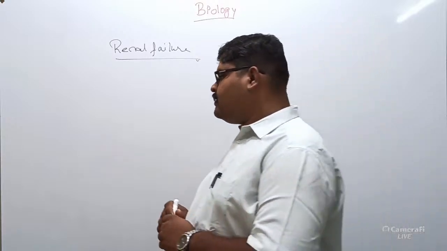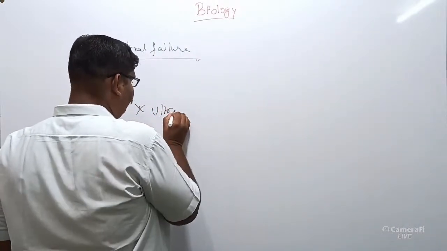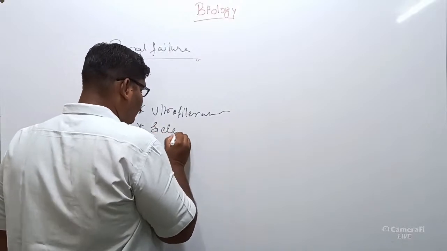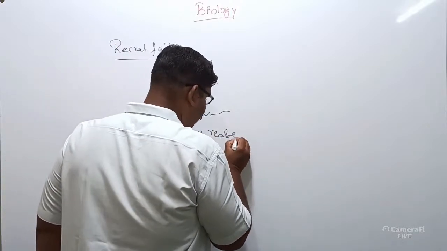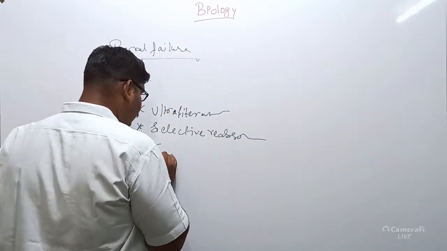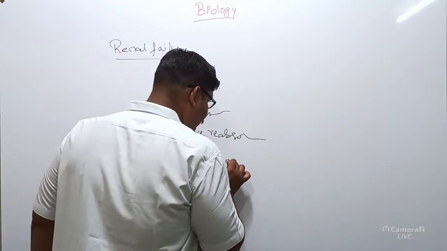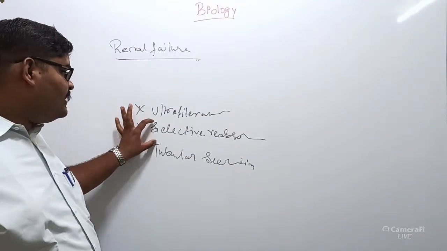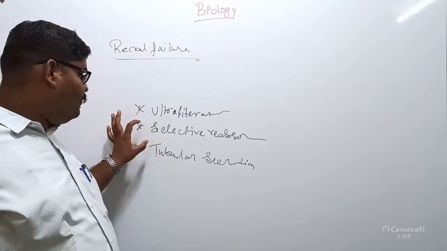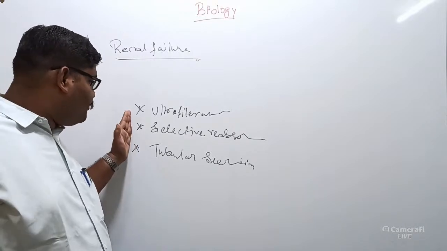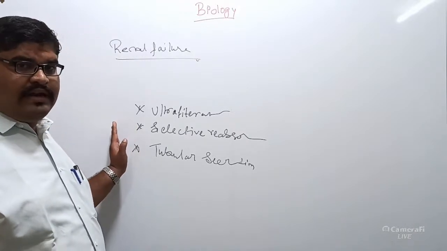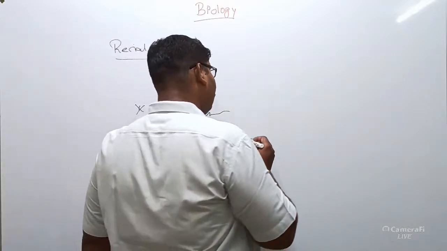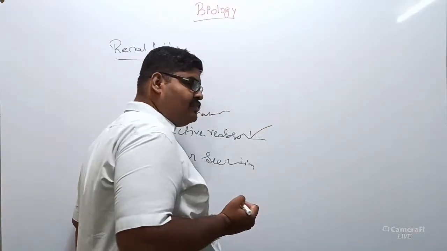In the process of urine formation, we already know about ultrafiltration, then selective reabsorption, then the last one is tubular secretion. We know what happens in ultrafiltration, we know what happens in the second process, selective reabsorption, and the third process is tubular secretion. All these processes together form the urine in our body, but in dialysis, what is happening is that they only have the reabsorption process.